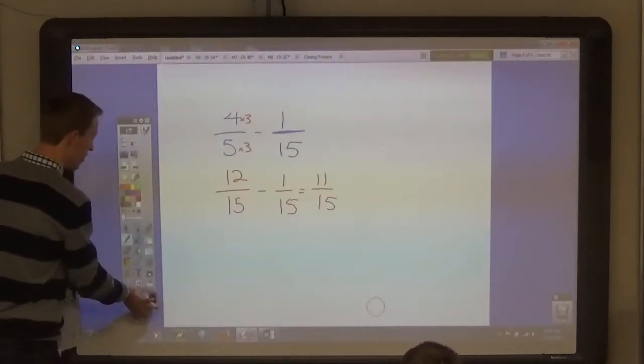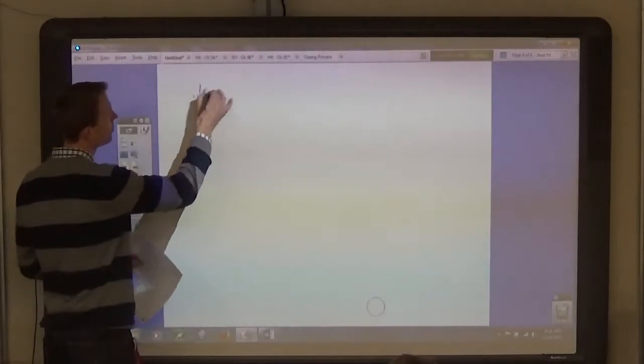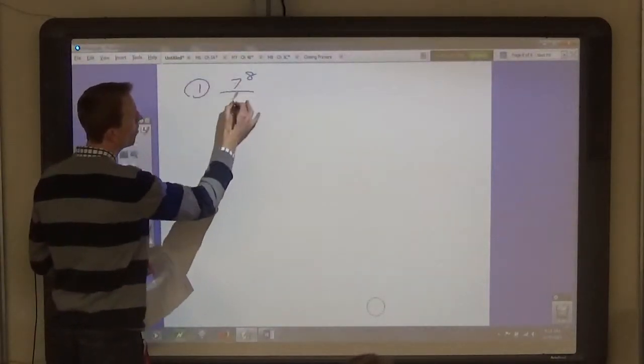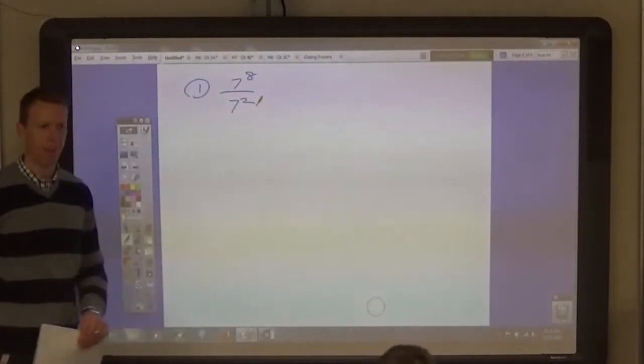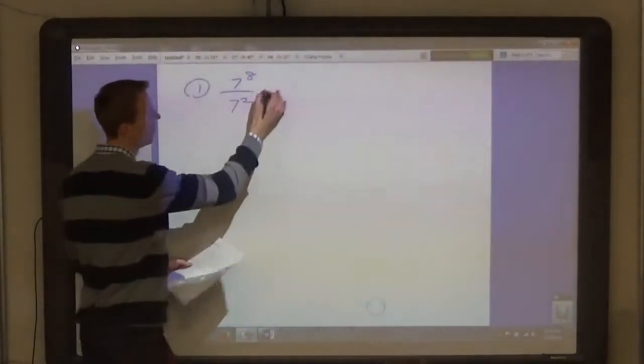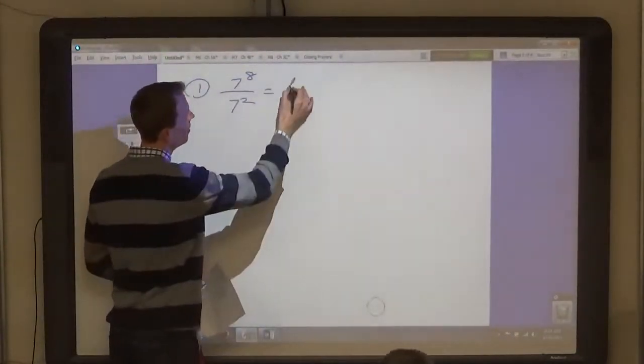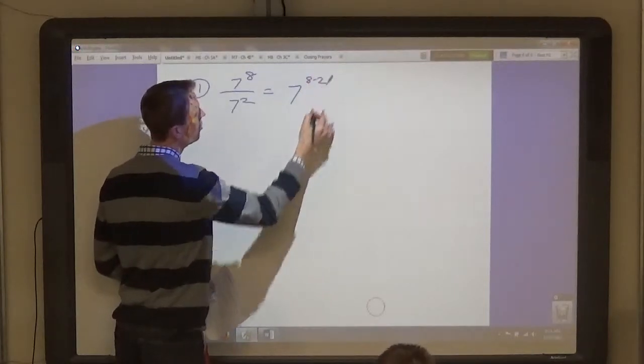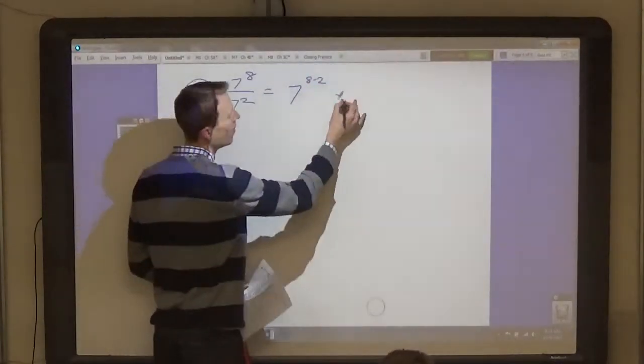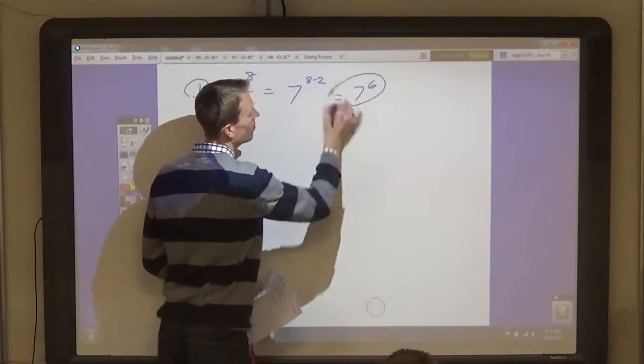So let's look at some together. Number 1. 7 to the 8th over 7 to the 2nd. On the line, write 7 to the 8 minus 2. And then write 7 to the 6th.